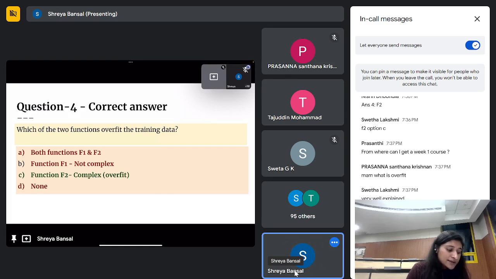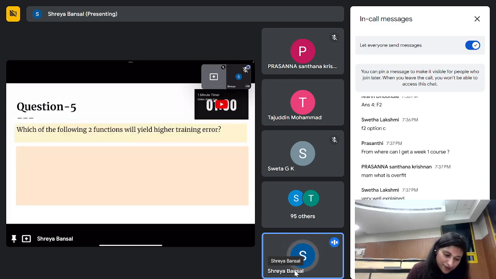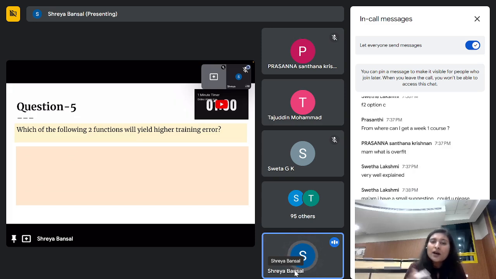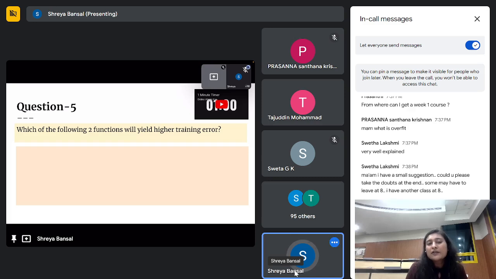Similarly, the next question is related to the same figure: which of the two functions will yield high training error? High training error means obviously the function which is overfitting will not give you training error. It means you are highly overfitted on the training data. So the remaining function will have higher training error.